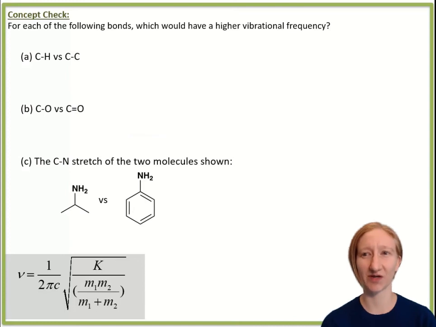In the first case, we're comparing a carbon-carbon to a carbon-hydrogen single bond. The difference is the carbon atom versus the hydrogen atom, which have very different masses. Hydrogen has a smaller mass, which is inversely proportional to frequency. So the carbon-hydrogen bond will have the higher vibrational frequency.